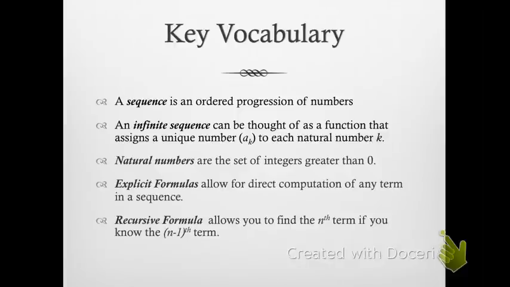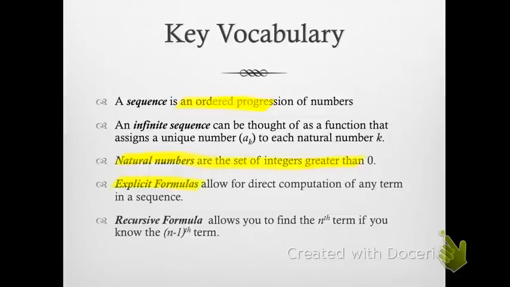Here's some of the key vocab that I want you to know as we go through this section. Let me draw your attention to a couple of things. This is key. I'll repeat that in a minute. In case you've forgotten what a natural number is.